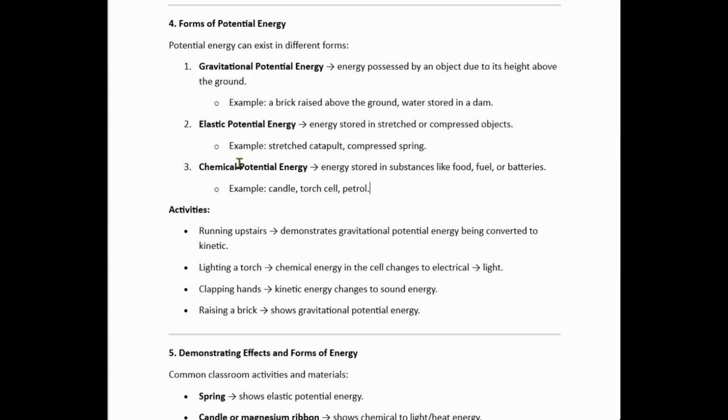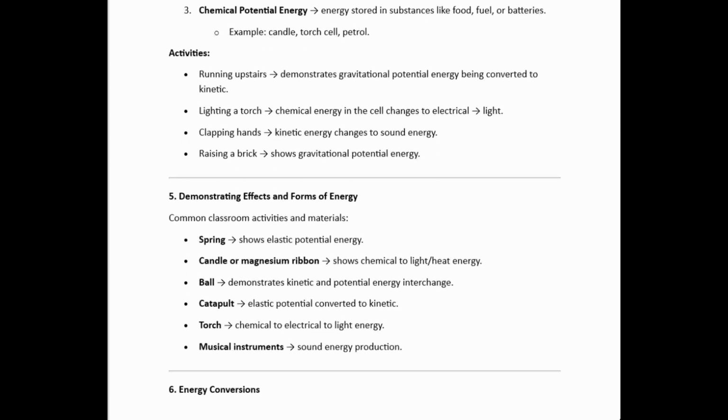Then we have what we call chemical potential energy. Energy stored in substances like food, fuel, batteries. Example, candle, torch, petrol. All right. We have to demonstrate.